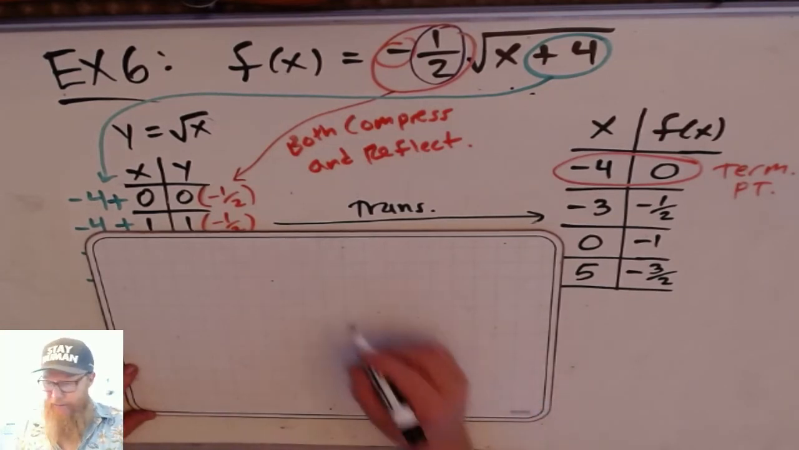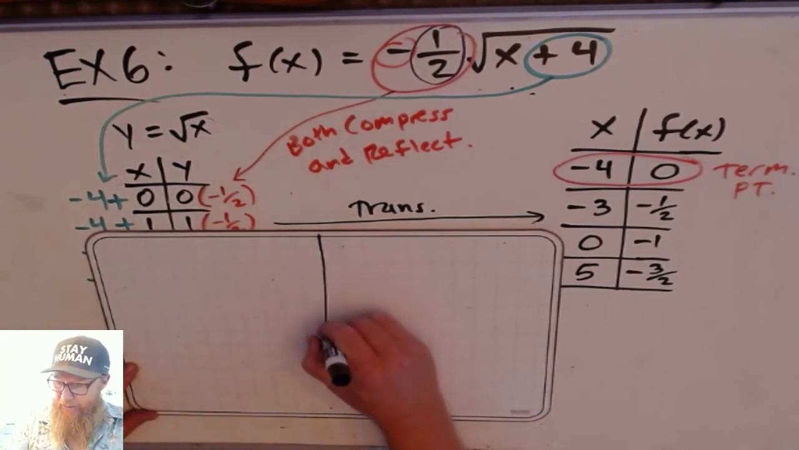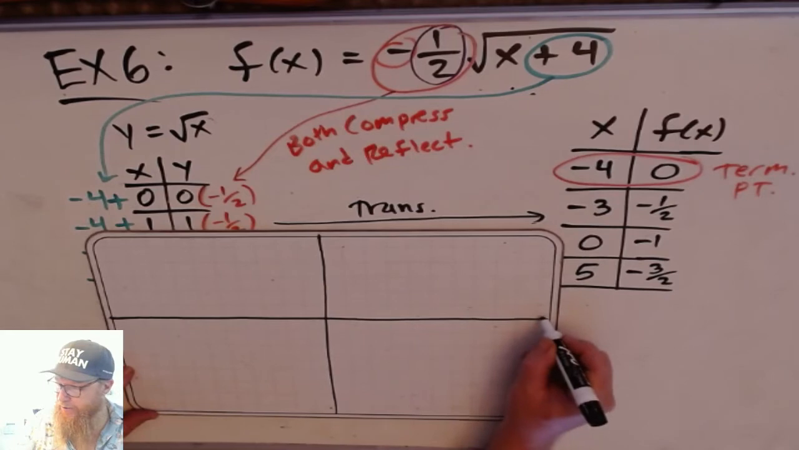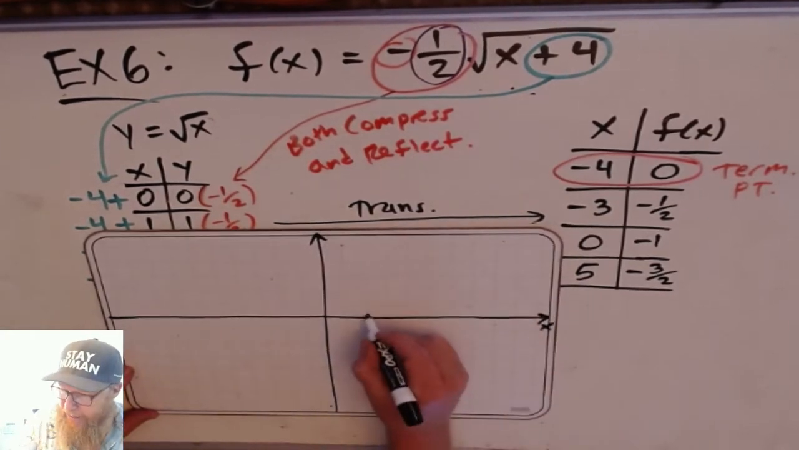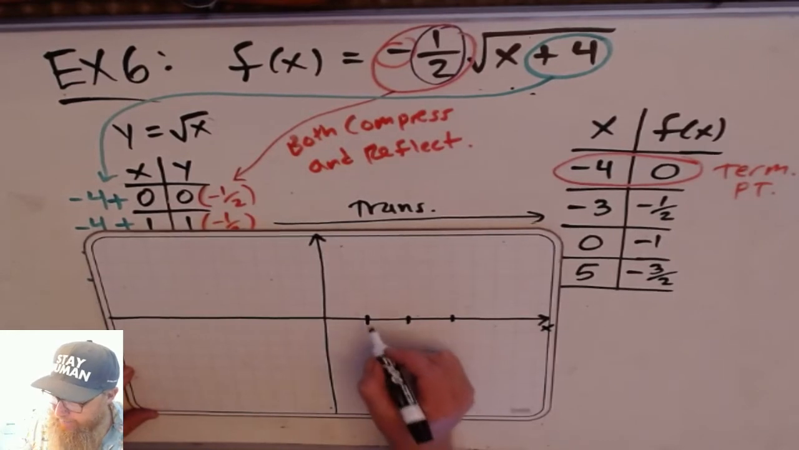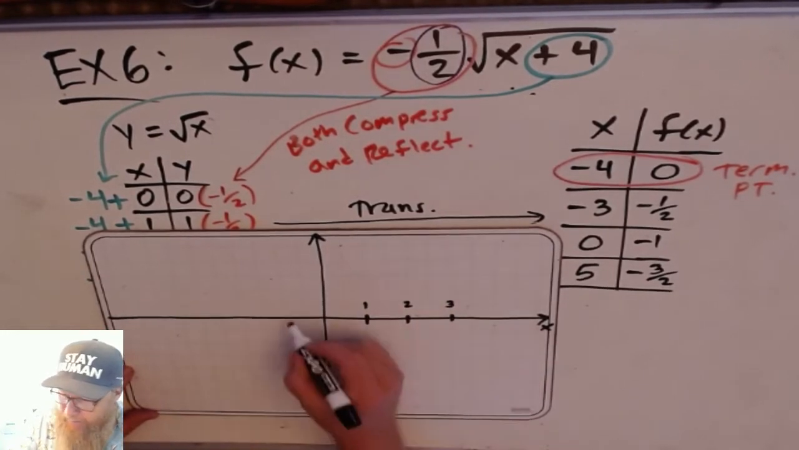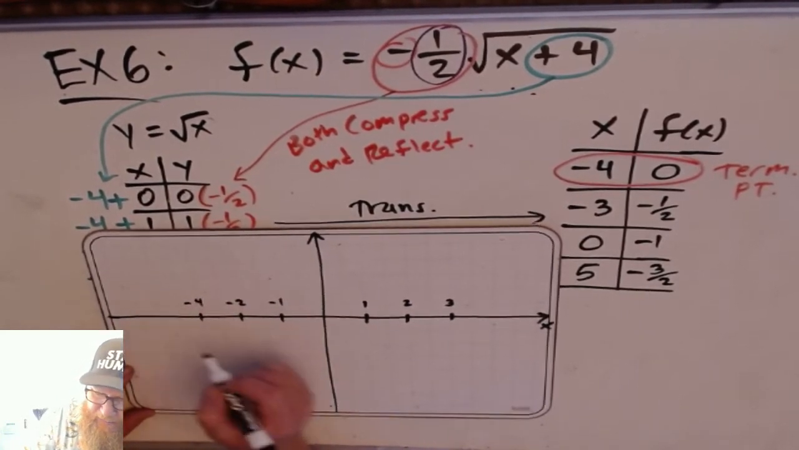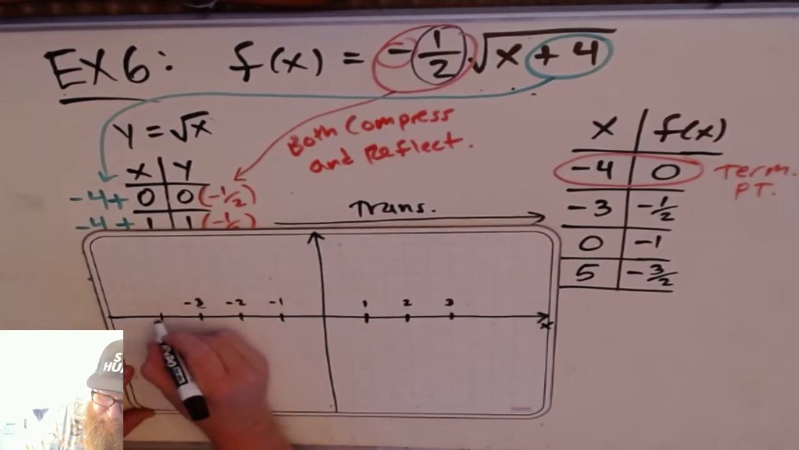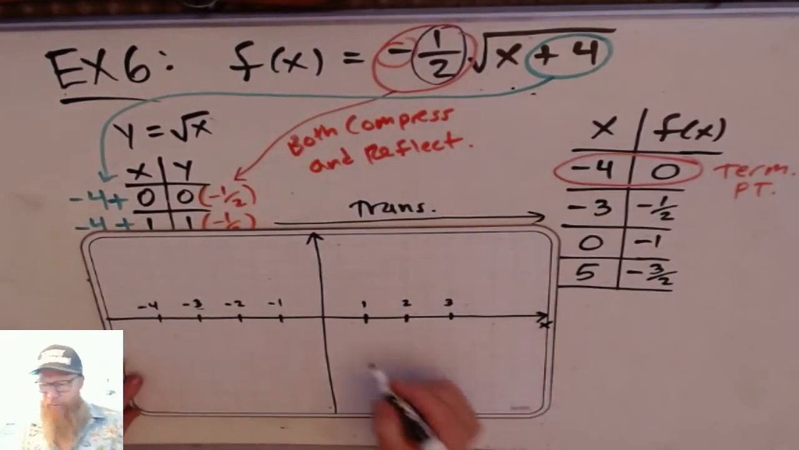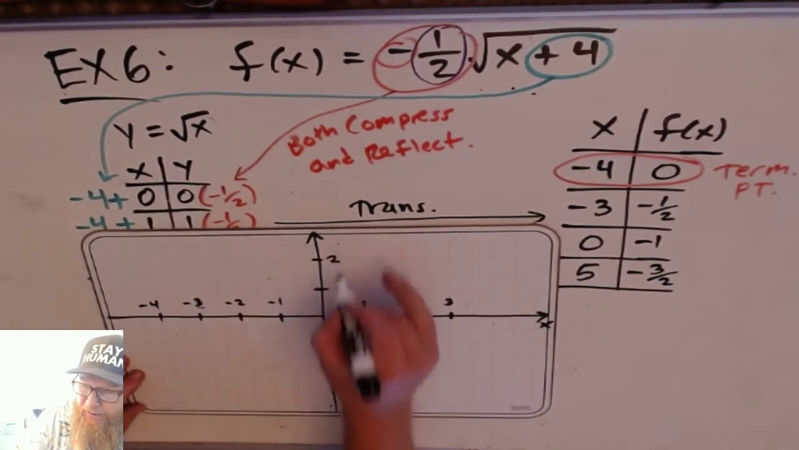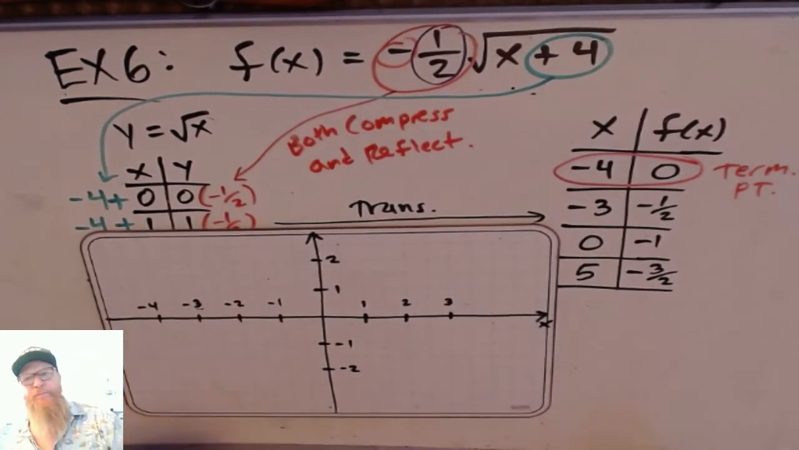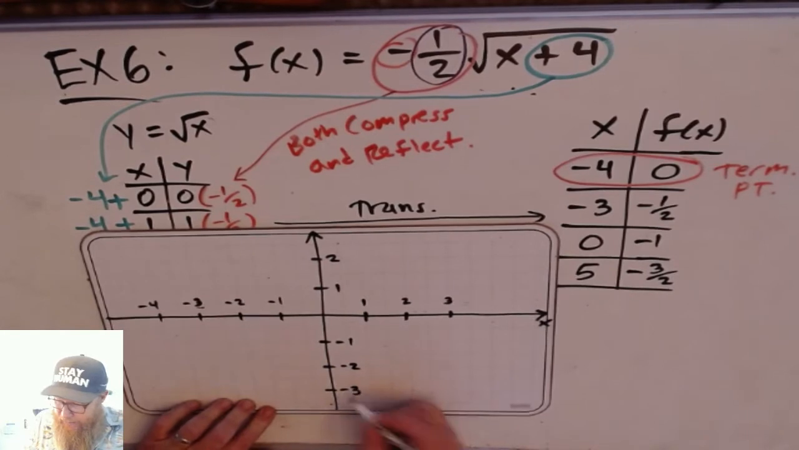Okay, so let's see. This one's a little hard to see. So we sometimes do this. You might notice this on the computer occasionally. We'll skip every other square so that it blows up the graph a little bit. It makes it easier to see. So this is a doubled scale here. So that's 1, that's 2, that's -1, and that's -2. And -3, and so on and so forth. Okay.